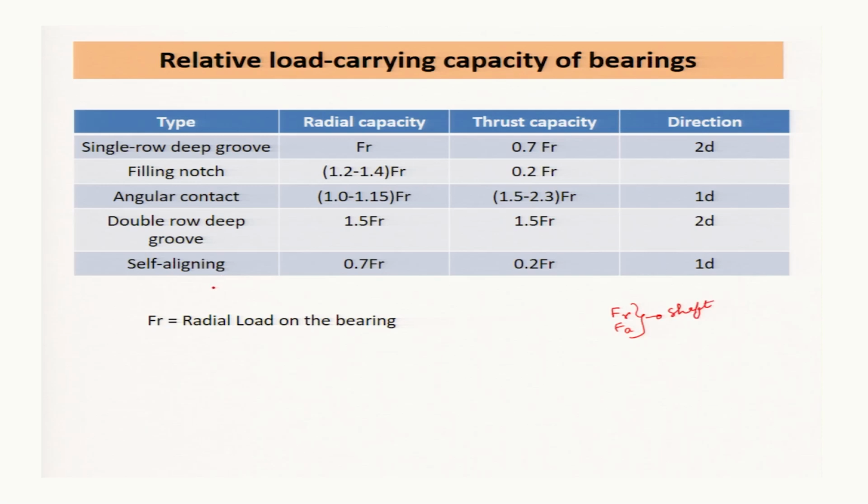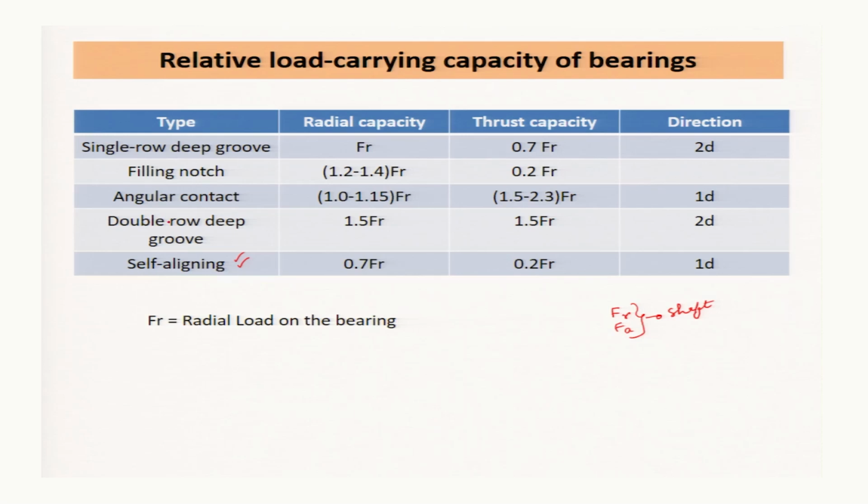Well, now if the thrust load is smaller in comparison to the radial load, you may go for the deep groove ball bearing. But if thrust loads are more, like 1.5 to 2.3 times the Fr, you go for others. So, in the self-aligning bearing, the self-alignment factor is there. So, if there is a misalignment possibility, then you will go for this, otherwise no.